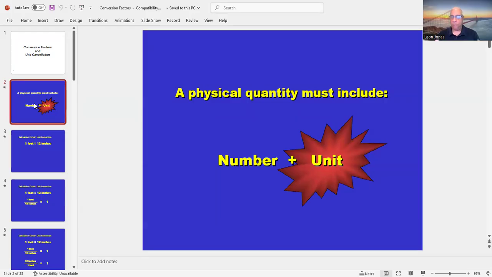Now, first of all, a physical quantity must include the number plus a unit. Now, what do I mean by a number plus a unit? Okay, let's talk about gallons and ounces. Well, ounces is the unit and the number is 128. That's what we mean when we're dealing with physical quantities.